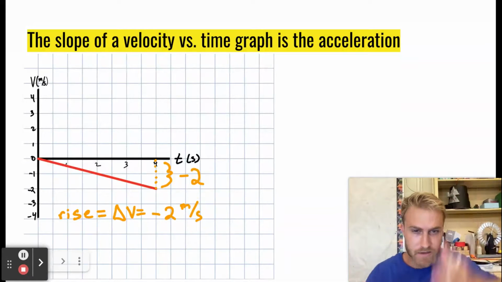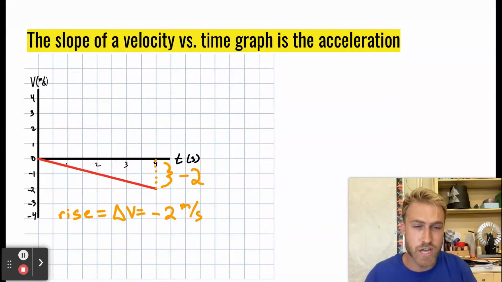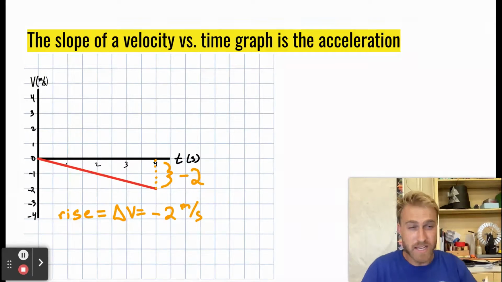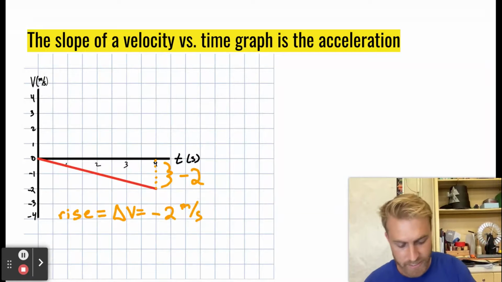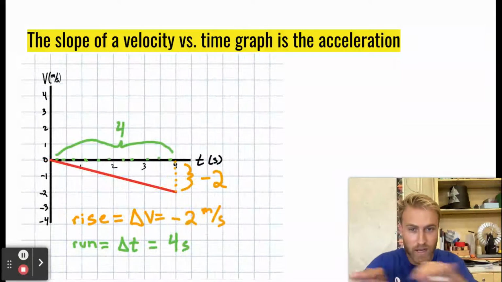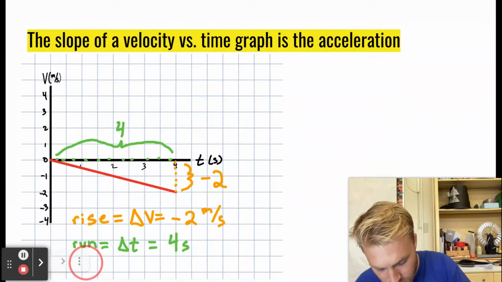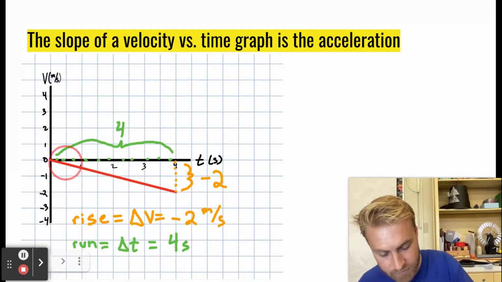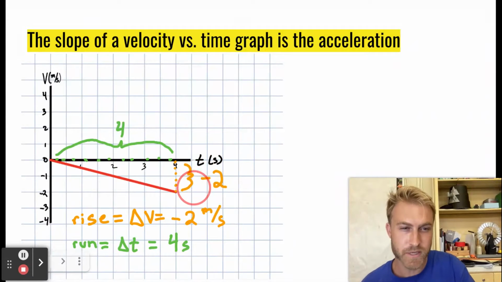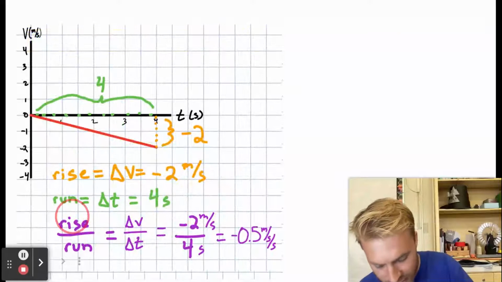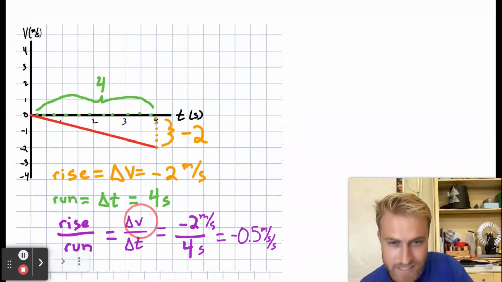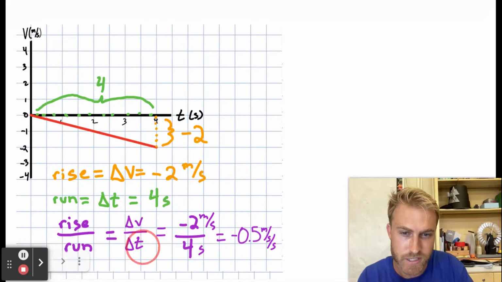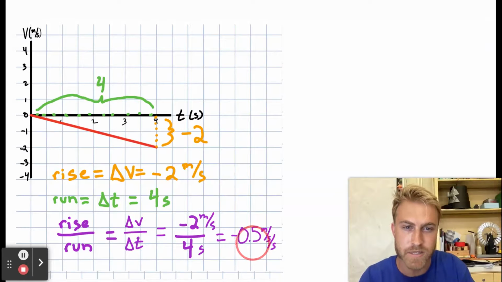You find the rise of the graph. In this case, our graph is changing by negative, I'm making a little triangle there, -2 meters per second. So we're speeding up by 2 meters per second. And the run, that's our change in time. The run is the change in time, and that's 4 seconds. So in 4 seconds, we've sped up by 2 meters per second in the negative direction. You calculate your slope, rise divided by run. It's the same as the change in velocity divided by the change in time. Plug them in, and you end up with -0.5 meters per second.